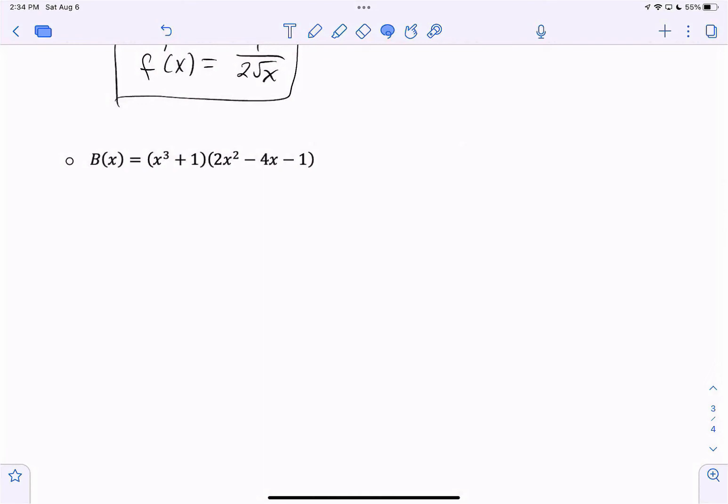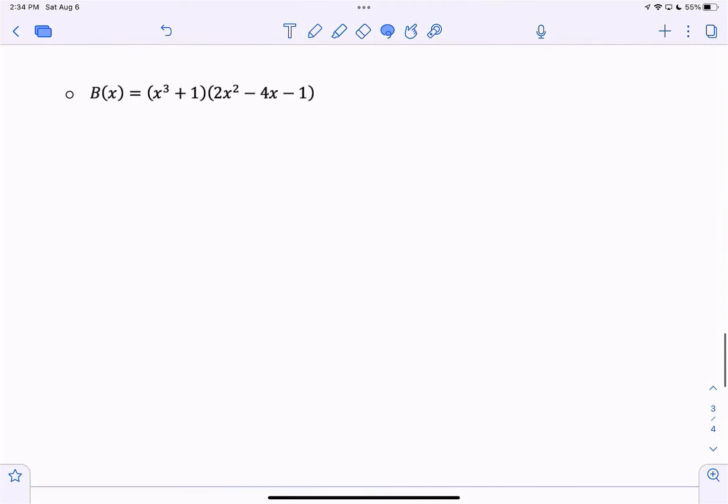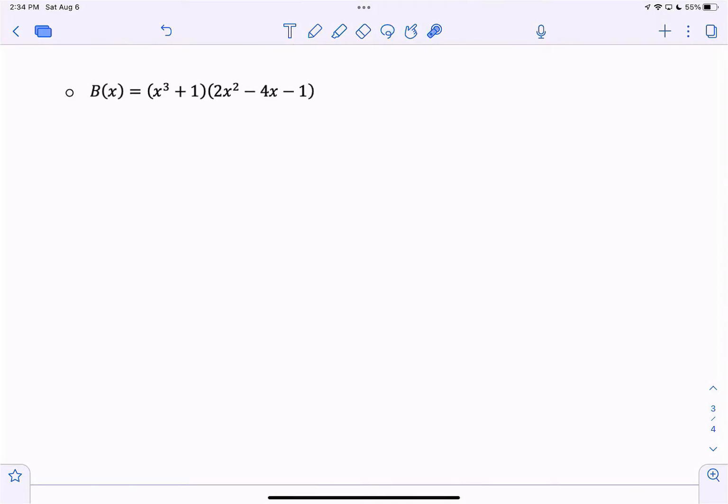Next up, we have the same instructions: find the derivative. Our function is b of x is equal to x cubed plus 1, that quantity, times 2x squared minus 4x minus 1. This is going to use that product rule. Now remember, the product rule is (uv)', that product prime, is equal to u prime v plus uv prime.